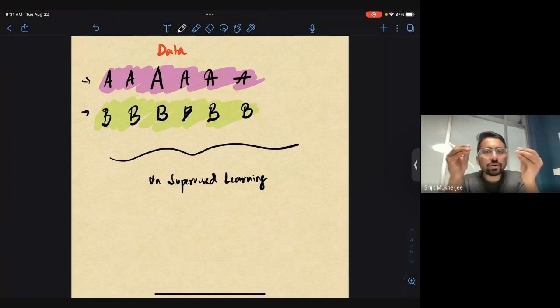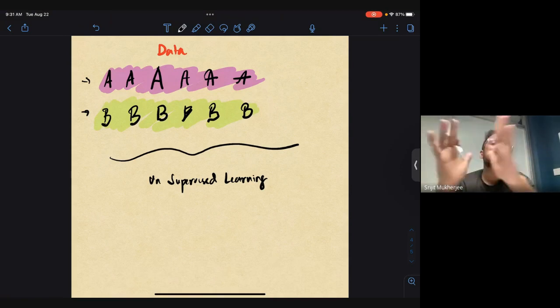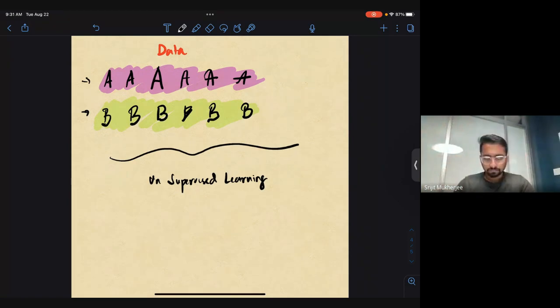You have data, but you do not know what the data corresponds to. Like, there is no response variable. Now, when will it become supervised? There's a slight thin line difference between unsupervised learning and supervised learning.